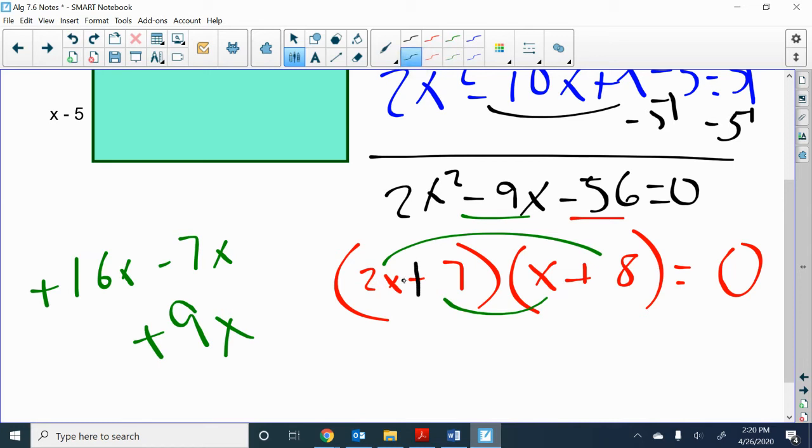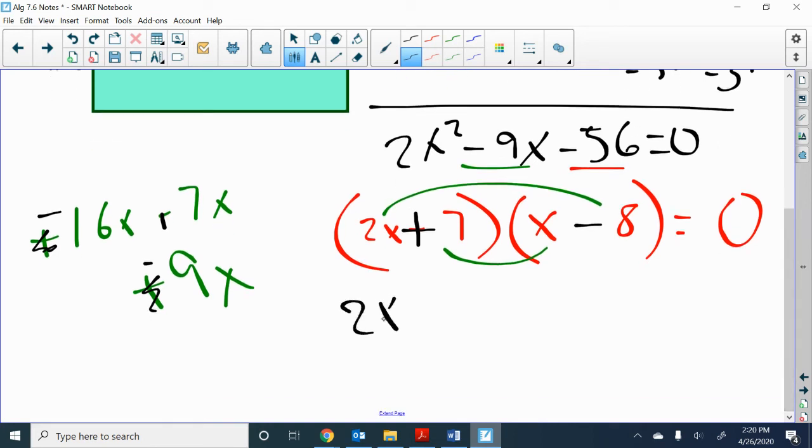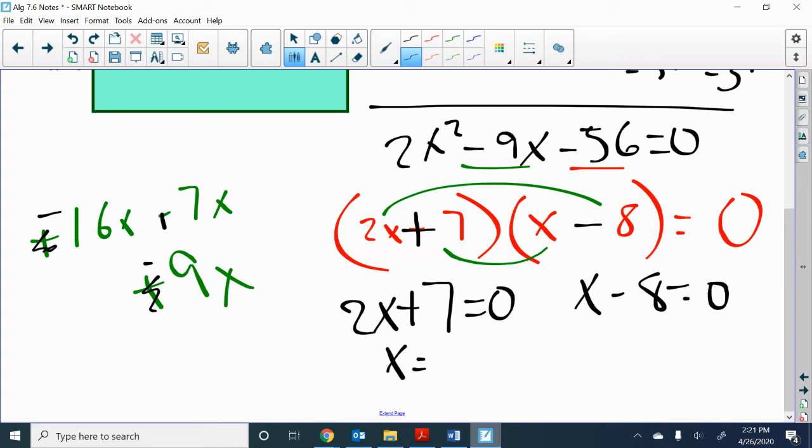So that means all I have to do is just change the signs to make that a plus 7 and a minus 8. And now my outer and inner will have their signs changed too. So minus 16x plus 7x is a minus 9x, and that checks. Okay, good. So now I can set my two factors equal to 0. Either 2x plus 7 is 0, or x minus 8 is 0. If 2x plus 7 is 0, then x is negative 7 halves, or negative 3.5. If x minus 8 is 0, then x is 8.